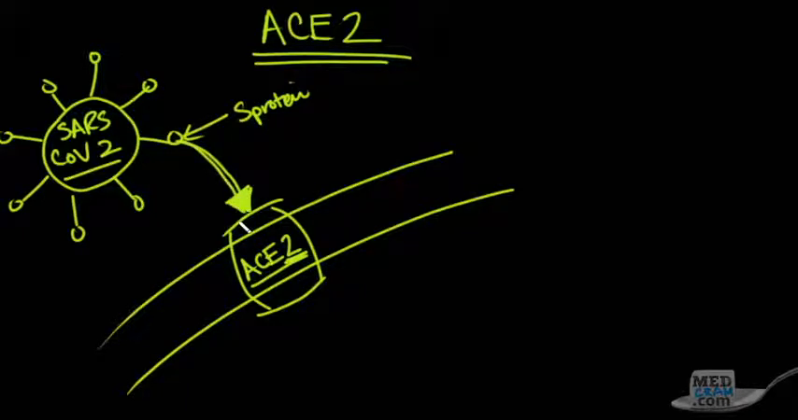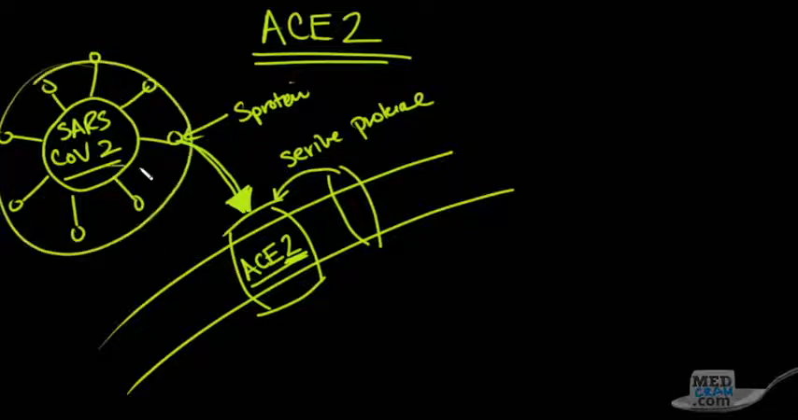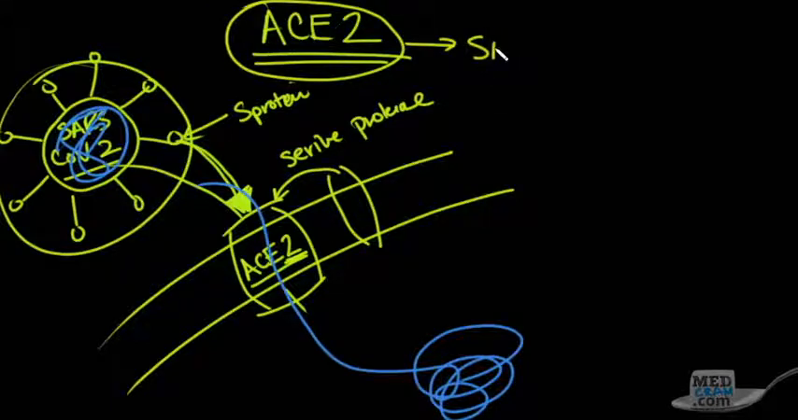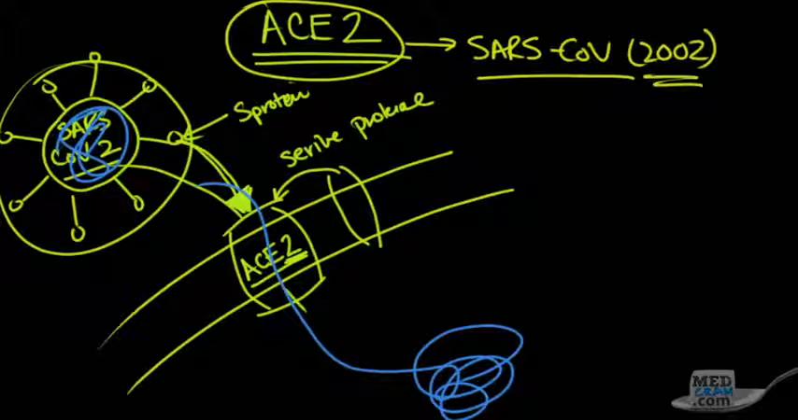And then there's another protein called a serine protease, which is also here in the membrane, which helps to internalize this virus into the cell, and it allows the messenger RNA, which is in here, to come in and infect the cell. The key here, though, is this protein that is on the side of the cell is ACE-2, and it's exactly the same protein that was the receptor for the SARS-CoV virus that was back in 2002. So the question is, why is this such a problem?